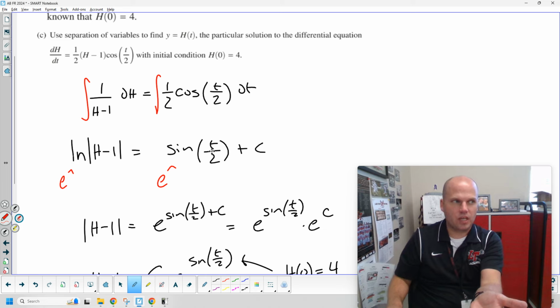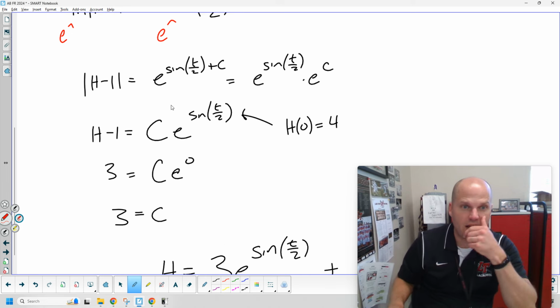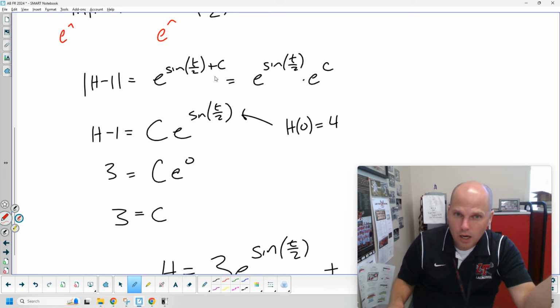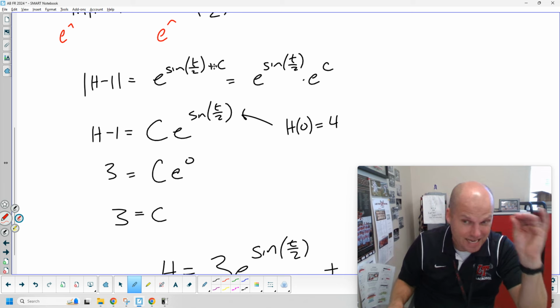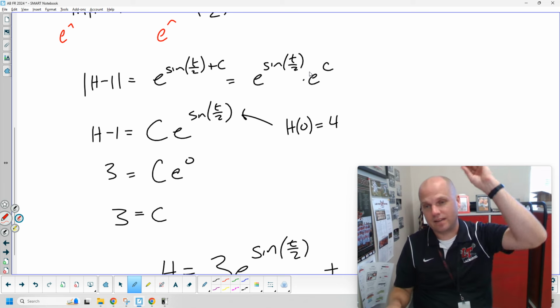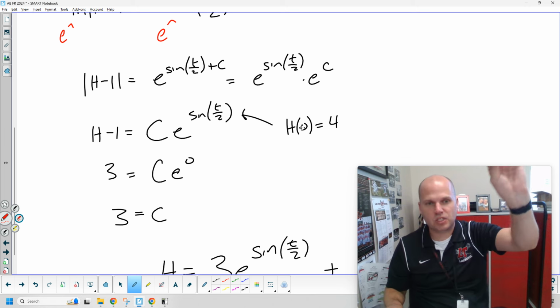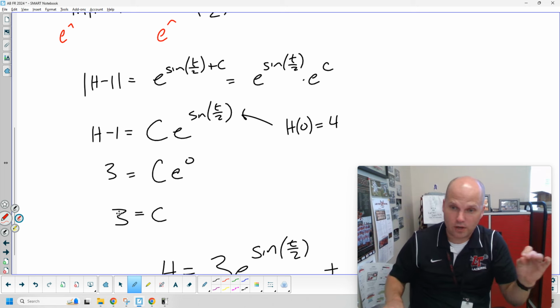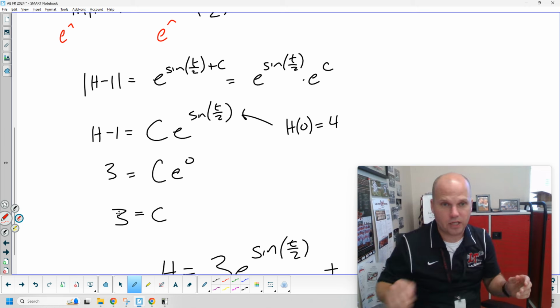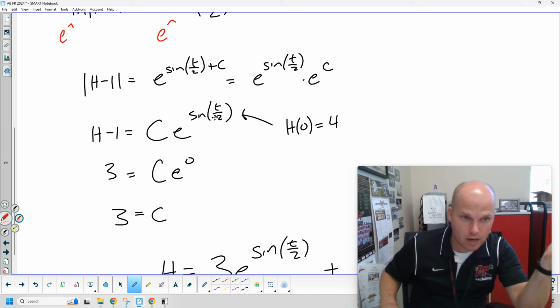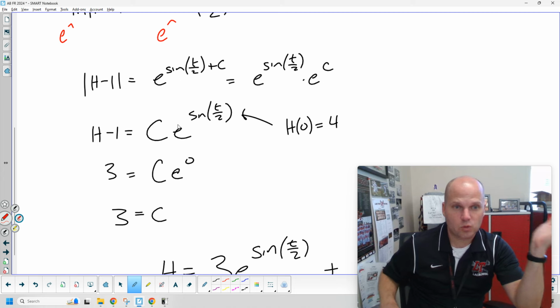We have a plus c. We can take e to the power of both sides. We know what to do with the plus c in the exponent. We bring it down to be an e to the c, which can turn into a c, which helps find a nice, easy c. We don't have to worry about doing anything with logs because the sine of 0 is 0. So we get 4 minus 1 equals c.